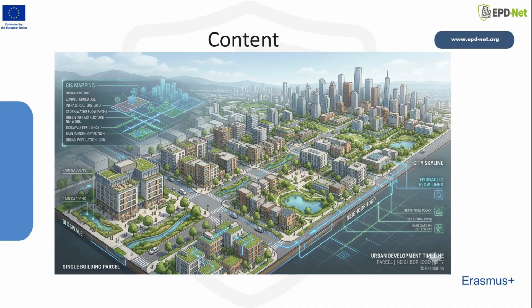This sequence is important because it mirrors the way planners and designers actually work. First, they need to understand the problem. Second, they need an ecological and policy framework. Third, they need to choose measures and test them. Finally, they need to translate those ideas into feasible and maintainable planning practice.